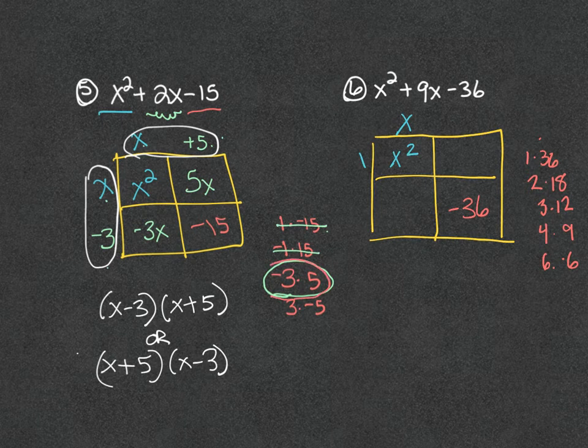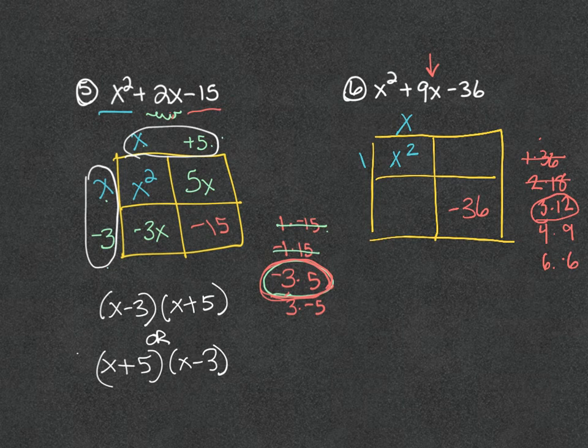If you think back to what we did over here with this problem, we selected this set of factors because I needed to make a positive 2. If I looked at 3 and 5, they were 2 away from each other. And then I made the 5 positive and the 3 negative, so that when they combined, I would have a positive 2. So if I need to look at a 9x, I need these factors to be 9 apart from each other. Well, 1 and 36 are 35 apart. 2 and 18 are 16 apart. But look at 3 and 12. 3 and 12 are 9 apart from each other.